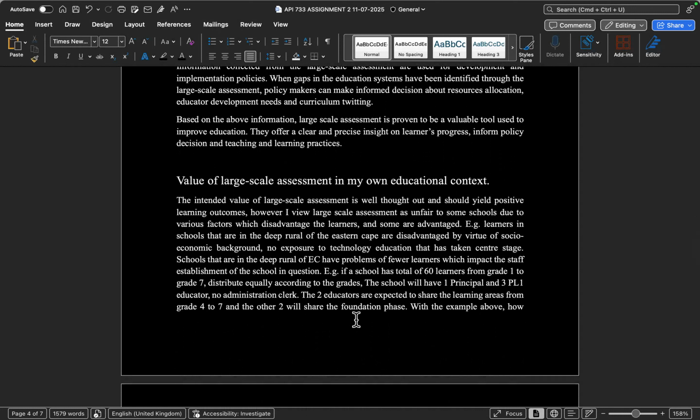Then the value of large scale assessment in my own educational context. In my own educational context, the value of large-scale assessment does not really yield the desired outcomes, based on a variety of factors. I am an educator in a deep rural area of the Eastern Cape, where information is very hard to receive. We don't get information of this nature.